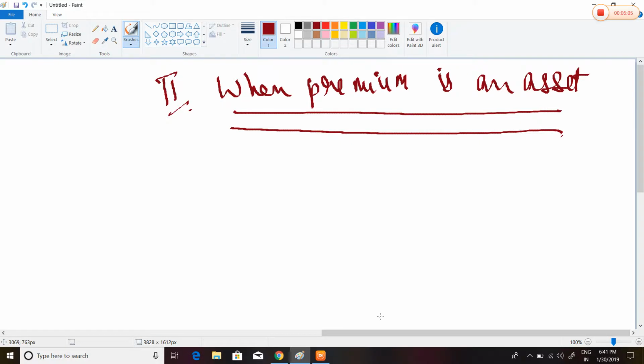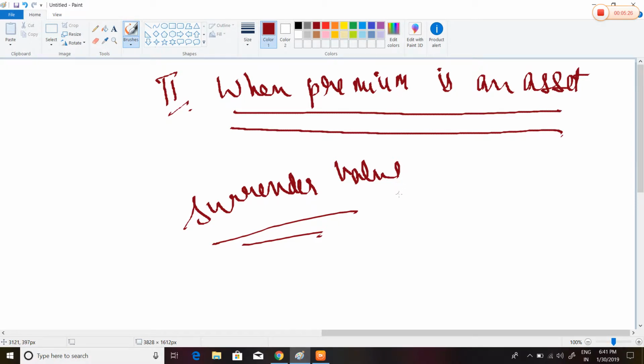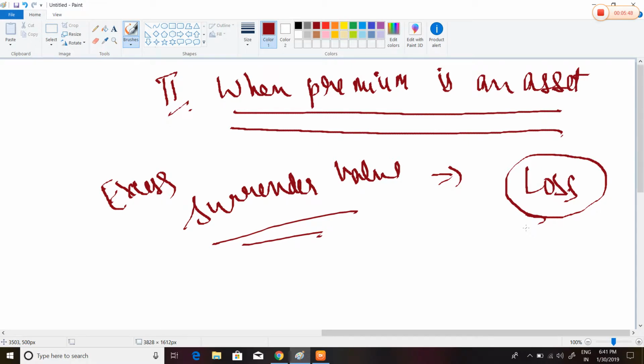Then at the end of the year, the amount in excess of the surrender value is treated as a loss and is transferred to profit and loss account. And at the time of receipt, it is transferred to the capital accounts of the partners.